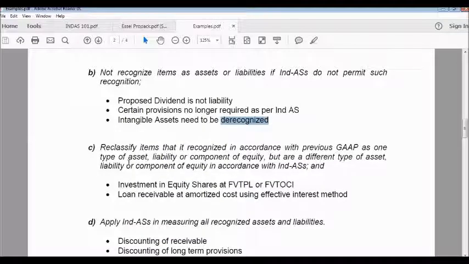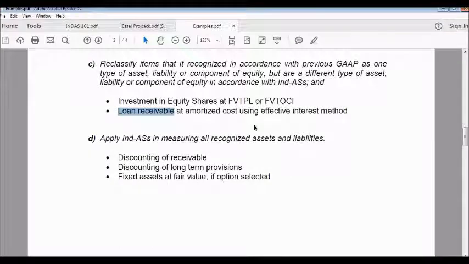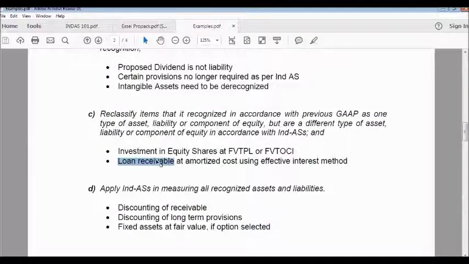Then C, reclassify items. An example would be investment in equity shares at fair value through profit or loss account or fair value through other comprehensive income as per Ind AS 109. So we have to now reclassify those types of investments into fair value through profit or loss or fair value through other comprehensive income. And you also know that loan receivable will be carried at amortized cost using the effective interest method, but earlier the loan receivable was measured at just the transaction cost.